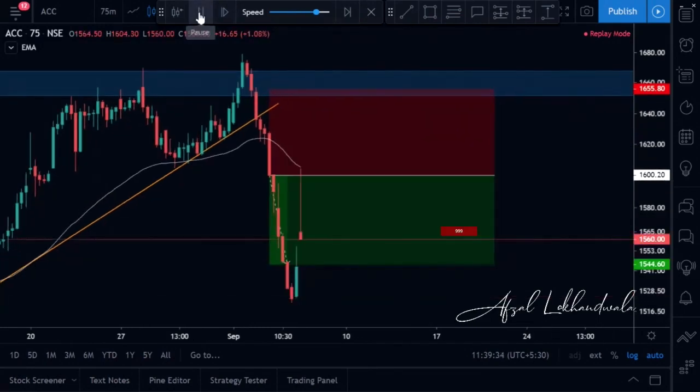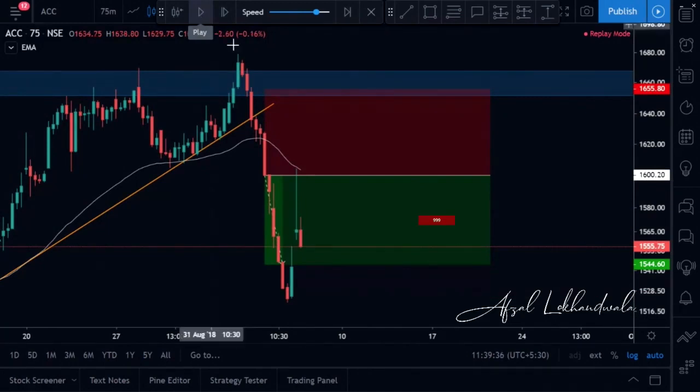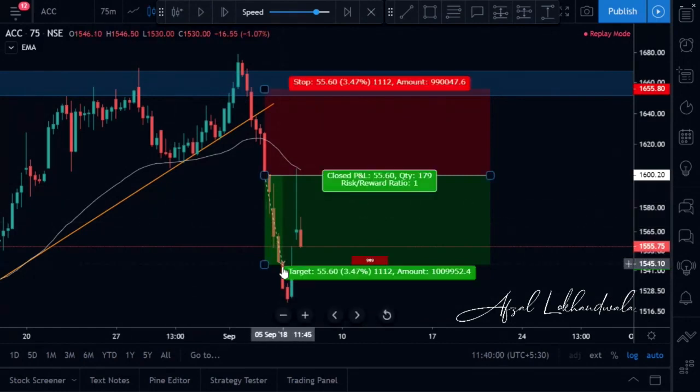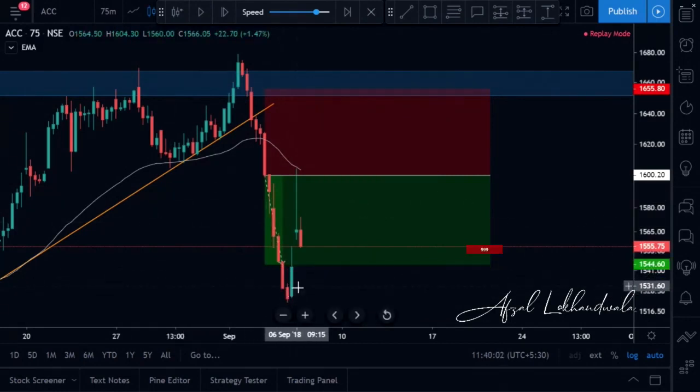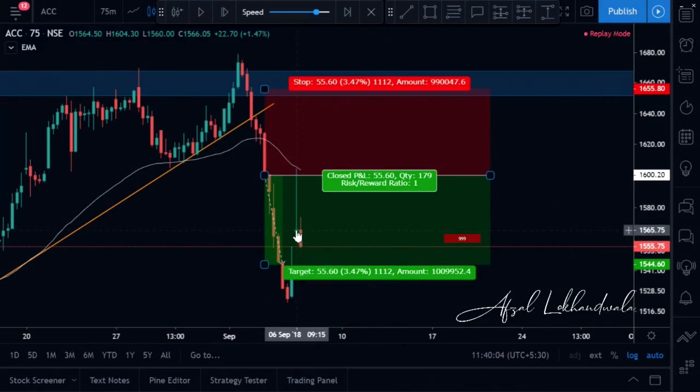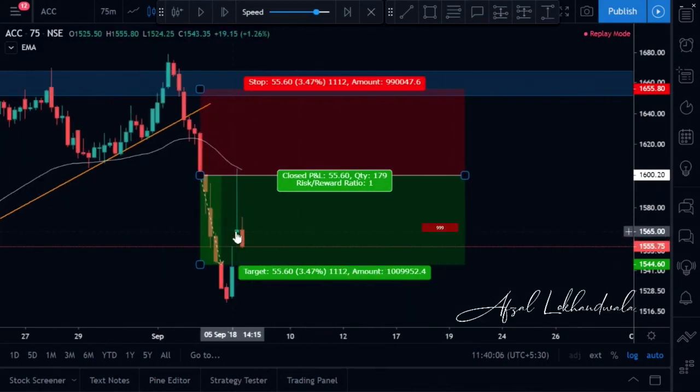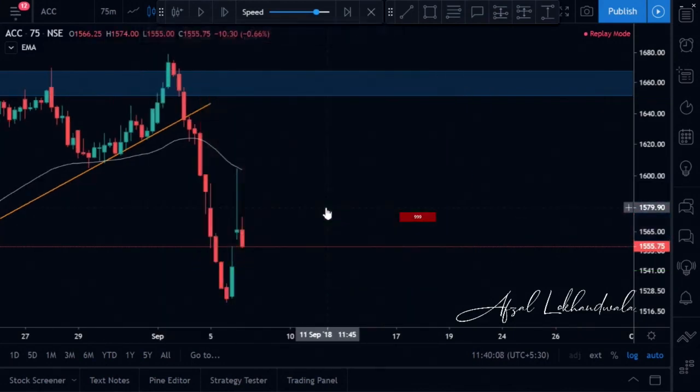And here you go, he gets his target. He gets his target here. Now after he gets his target here, one more opportunity awaits. Now look at this candle. This green candle. Let me delete this first. Yes, now look at this green candle.